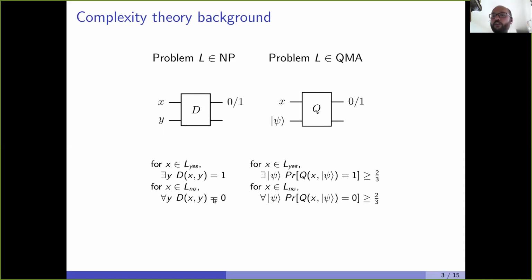We can then extend the notion of NP to the quantum setting, which gives us the definition of the complexity class QMA. And we quantize these definitions in two ways. First, the verification algorithms are now quantum polynomial time algorithms. And the proof that is provided to this quantum verification algorithm is a quantum state. Now, the properties that we want from the QMA protocol are that for yes instances, there must exist some quantum state psi that's provided to Q that makes it accept with high probability. And for no instances, no matter which quantum state is provided to Q, Q should reject with high probability.